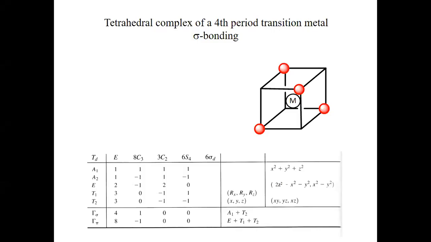Okay, let's restart maybe. So today's class will be about ligand field theory of tetrahedral complexes. And when we have tetrahedral complexes, then we are in the point group Td. And we first have to think about the metal frontier orbitals of our complex.